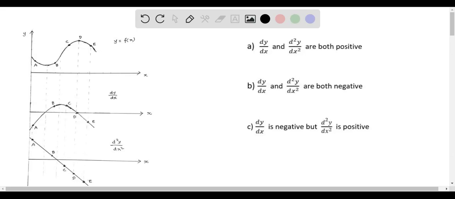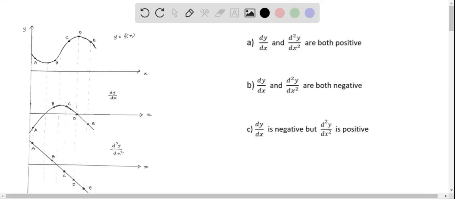In this question, we are given the graph of y equal to f of x, and we are asked to determine the points when the first and second derivative are both positive, and the points when the first and second derivative are both negative, and the point when the first derivative is negative but the second derivative is positive.